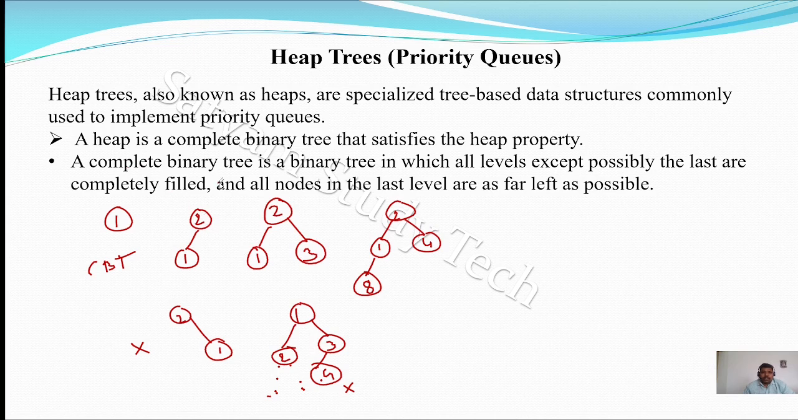So heap trees are complete binary trees and also follow the heap property. The heap property is either min-heap or max-heap. So a heap tree must satisfy two properties: one, the tree must be a complete binary tree, and two, it satisfies the heap property, that is, it is either a min-heap or a max-heap.